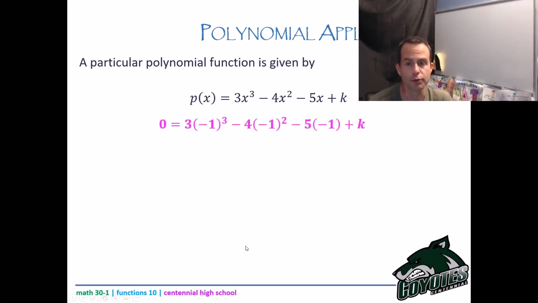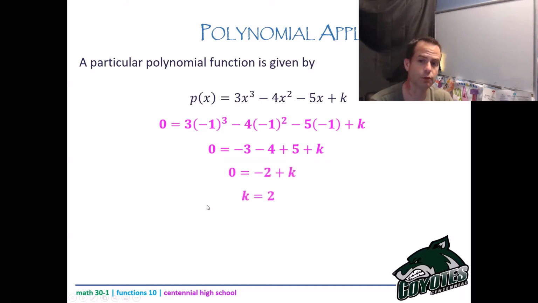Okay, so here we go doing it. I've thrown in negative 1. I'm going to solve for k. I've cleaned all this up a little bit. I'm going to combine like terms and move my negative 2 over, and I find out that k is 2.